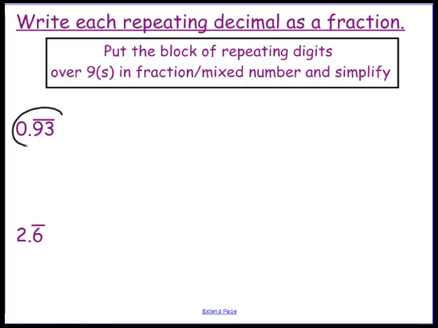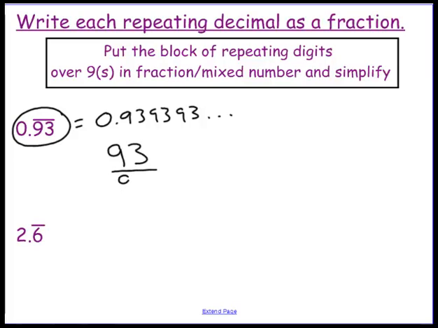For example, I see two digits that repeat here. The 9 and the 3 repeat. If we expanded this out, we would have 0.93, 93, 93, and so on. I'm going to take those repeating digits, the 9 and the 3, and I'm going to put that over a block of 9s. If I had one digit, I'd have 1 9. If I have two digits like I do here, I'd have 99. I have 93 over 99, and the only thing that I would need to do now is reduce that fraction.